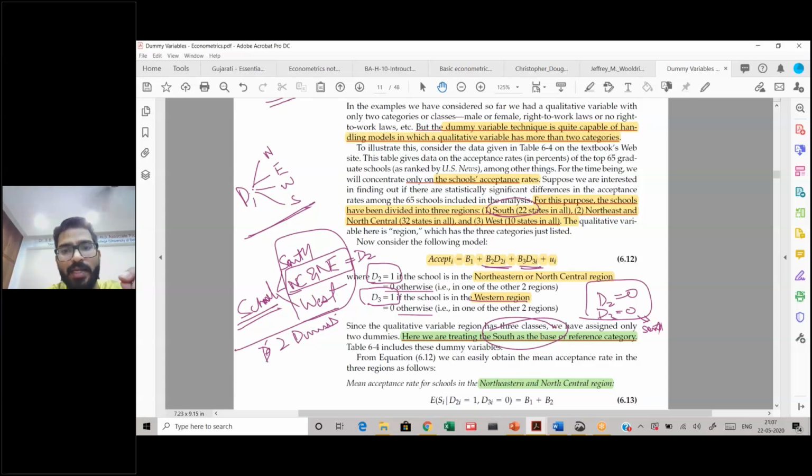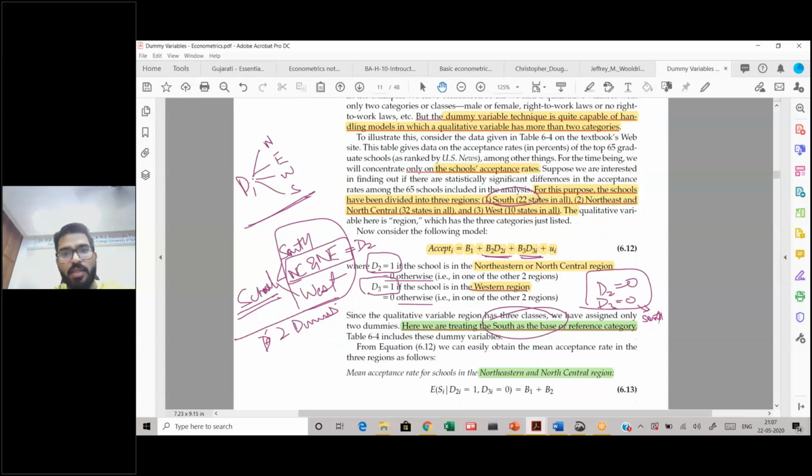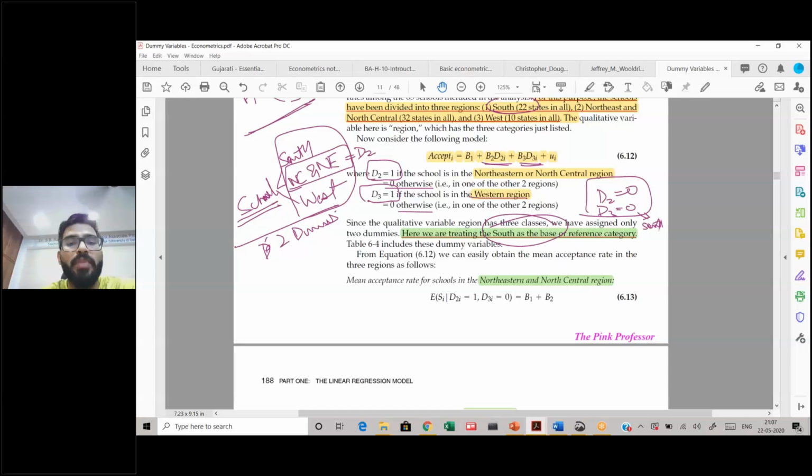Base category is when you put all dummy variables equal to 0. You will find out the base category. Now, given this, if I want to find out the mean acceptance rate for schools in Northeast and North Central, all I need to do is put D2i equal to 1 and D3i equal to 0. Remember, D2 is for Northeast and North Central. I will get B1 plus B2.